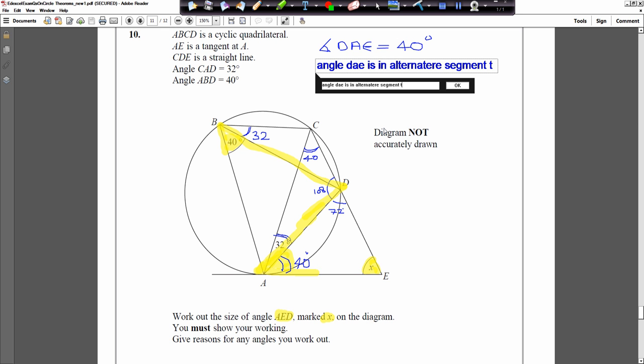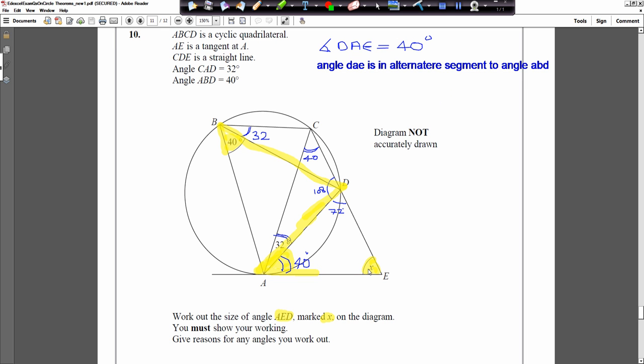Angle ABD. Okay, so what we're saying here is this angle that we have here is an alternate segment to that one. And that will do for the explanation of where that comes from.